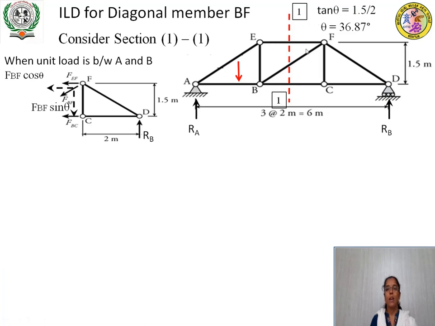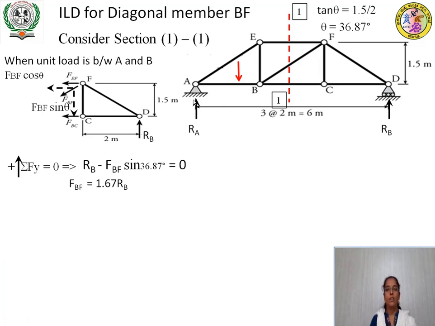So what is the value of theta? If this is theta, opposite is 1.5 and adjacent is 2 meters. Therefore, 1.5 by 2 is equal to tan theta. Hence, theta is equal to 36.87 degrees. Now, we will apply sigma Fy is equal to 0, which implies plus RB minus FBF sin 36.87 is equal to 0. Therefore, force in member BF is equal to plus 1.67 times RB.